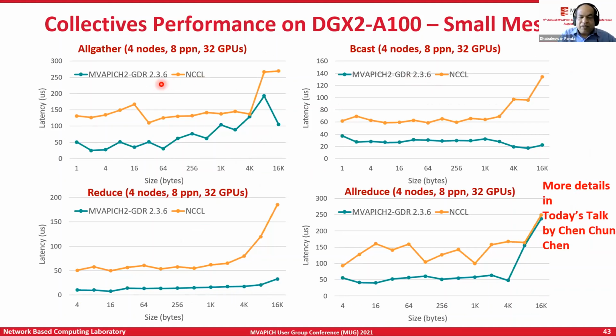And again, we are comparing with NCCL. As you can see, compared to the NCCL library, we are able to deliver far better performance for messages in the smaller range, like up to 16K. And for larger messages, we remain very similar to NCCL. And today, again, there will be a short presentation by Chen-Chun Chen, and he will go into more numbers here.